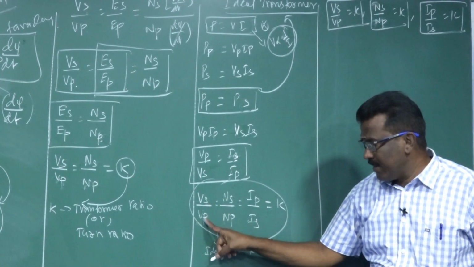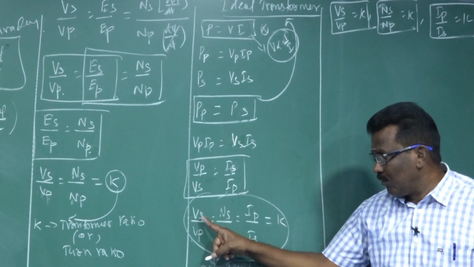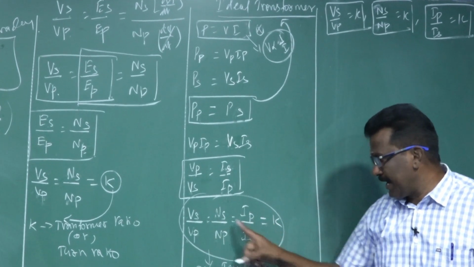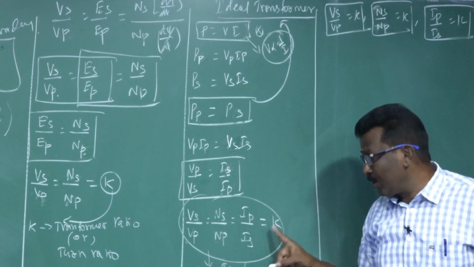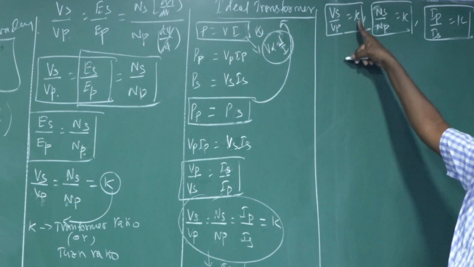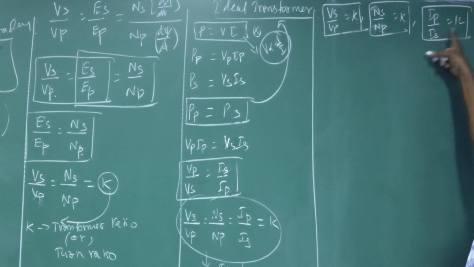Vs by Vp is equal to Ns by Np is equal to Ip by Is. So Vs by Vp is equal to K, Ns by Np is equal to K, Ip by Is is equal to K. So Vs by Vp is equal to K, the turn ratio, Ns by Np is equal to K, the turn ratio, Ip by Is is equal to the turn ratio.